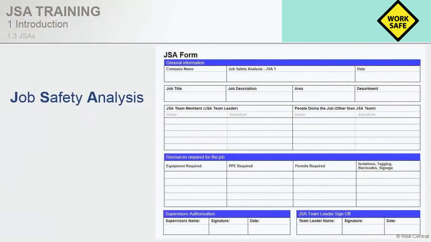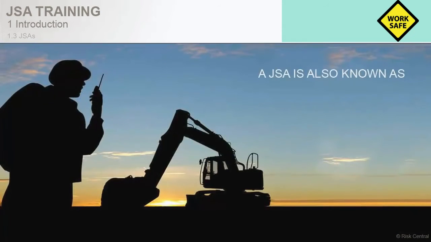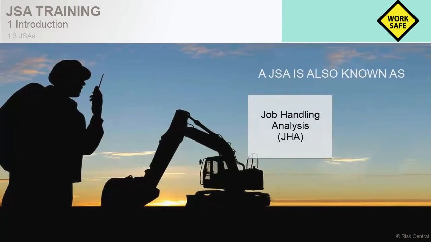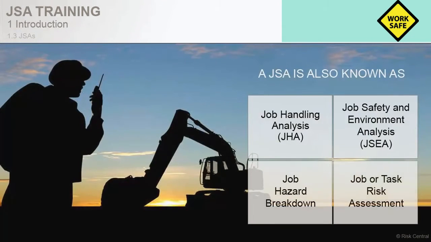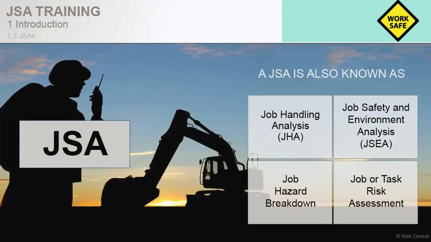A job safety analysis is commonly referred to as a JSA. Depending on where you work, JSAs may also be referred to as Job Handling Analysis or JHA, Job Safety and Environment Analysis or JSEA, Job Hazard Breakdown, Job or Task Risk Assessments and so on. In this presentation, we're going to use the term JSA.